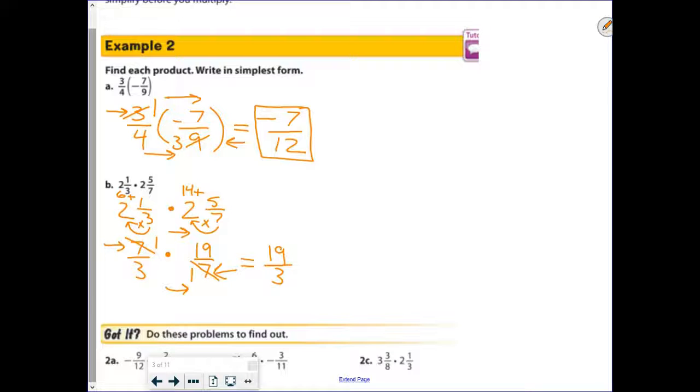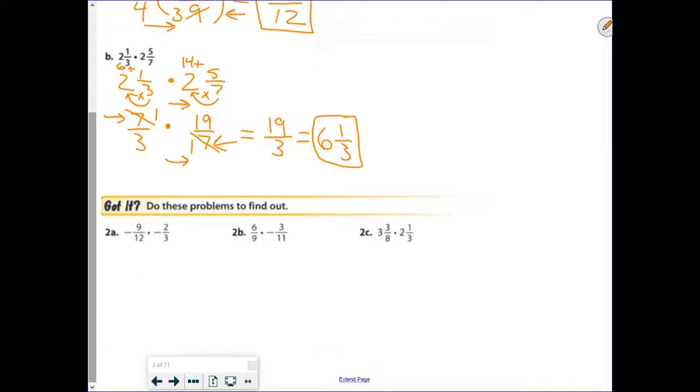That is an improper fraction, so I will need to change it back into a mixed number before I am done. How many times does 3 divide into 19? It goes in 6 times. 6 times 3 is 18. So when I subtract that from 19, I will get 1 left over, which I will put back over 3. So 2 1/3 times 2 5/7 equals 6 1/3. That should allow you to do problems 2A, 2B, and 2C.